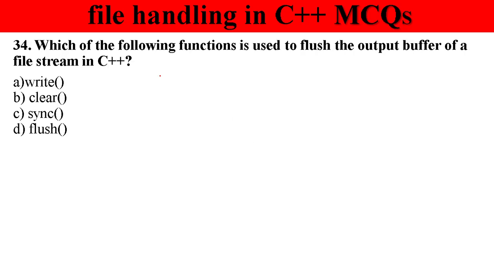Question number 34. Which of the following functions is used to flush the output buffer of a file stream in C++? A. write, B. clear function, C. sync function, D. flush function. The function that is used to flush the output buffer of a file stream is flush.